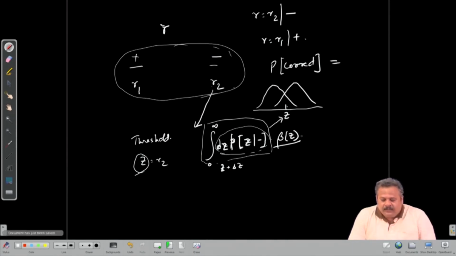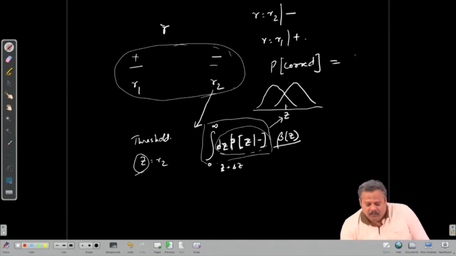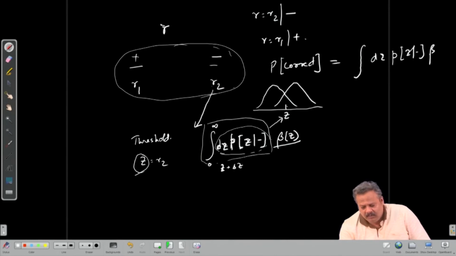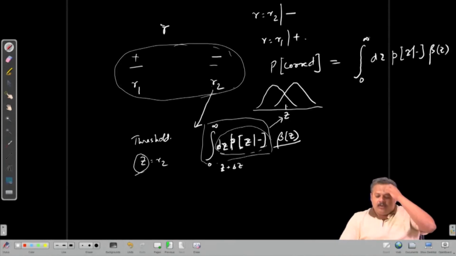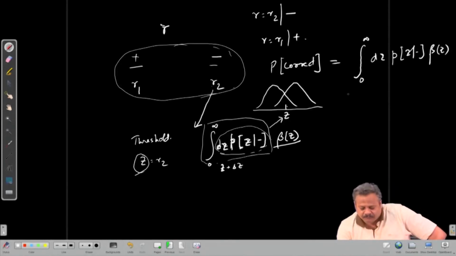So, if you multiply these two and integrate, we basically get the probability of correct. So, what we have here is the integral dZ P of Z given minus times beta Z, where Z is varying from 0 to infinity. Now, what is our alpha Z?